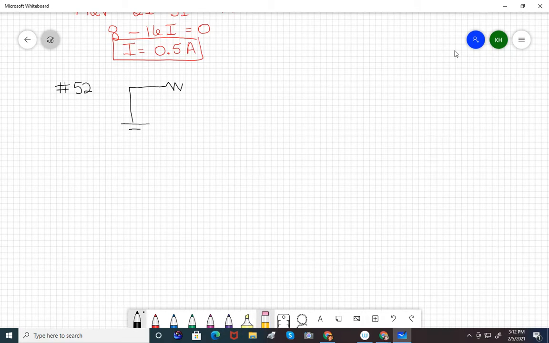Here's our first resistor. Comes straight down like this. So 200 volts. This is the negative, this is the plus. This is an unknown resistor that we're going to come back and solve.